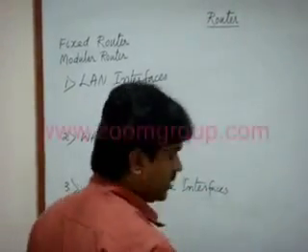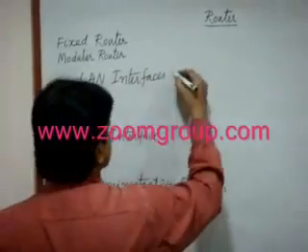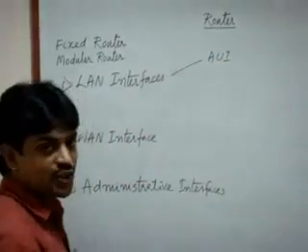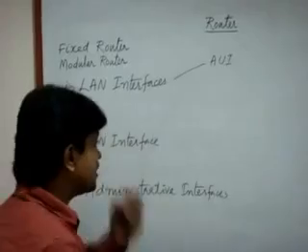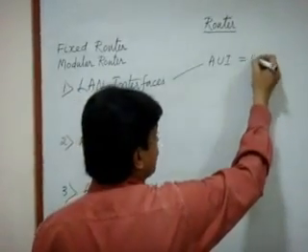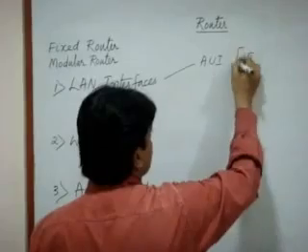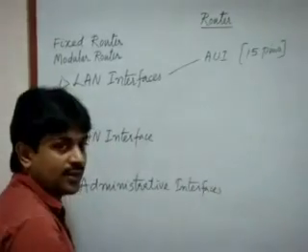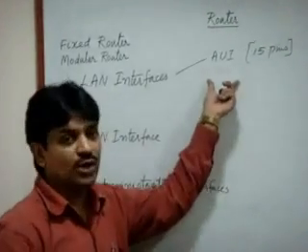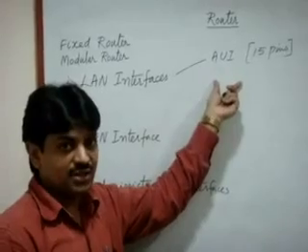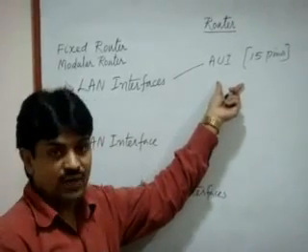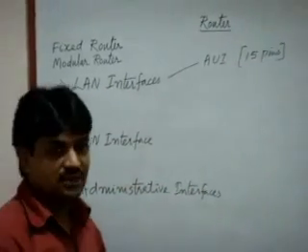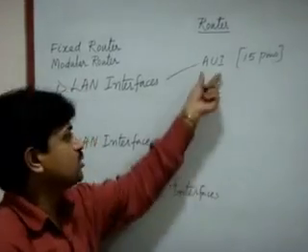The first LAN interface is AUI, attachment unit interface. This AUI has 15 pins, and we can connect a LAN to this AUI. If you want to connect an RJ45 connector with a Cat5 cable, we cannot connect directly to this AUI. That's why we need a transceiver. A transceiver is a converter to connect to AUI.